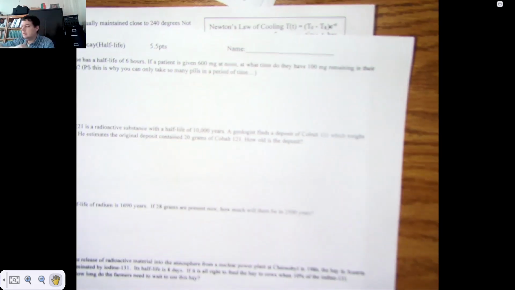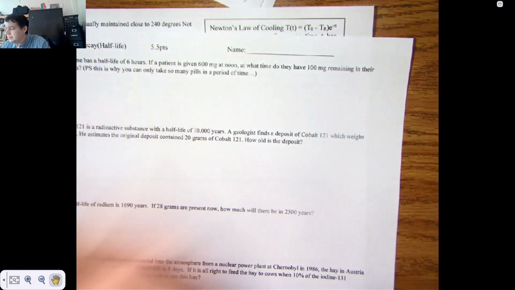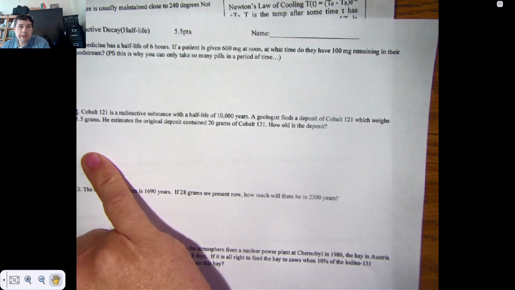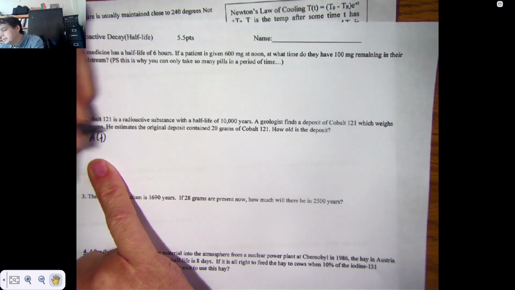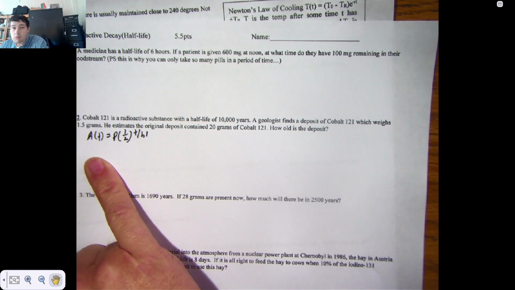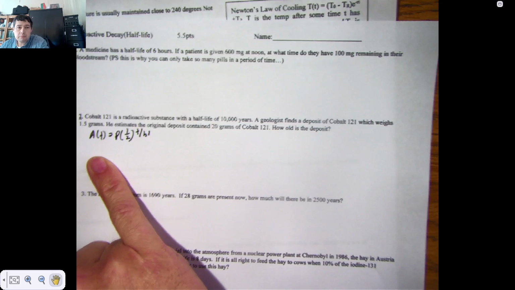Half-life. How about the points up there? So number 2, and these are half-life problems. We're going to be using this formula: the amount after time passes is the principal times 1/2 to the t over half-life time. We're just going to plug stuff in for the most part.